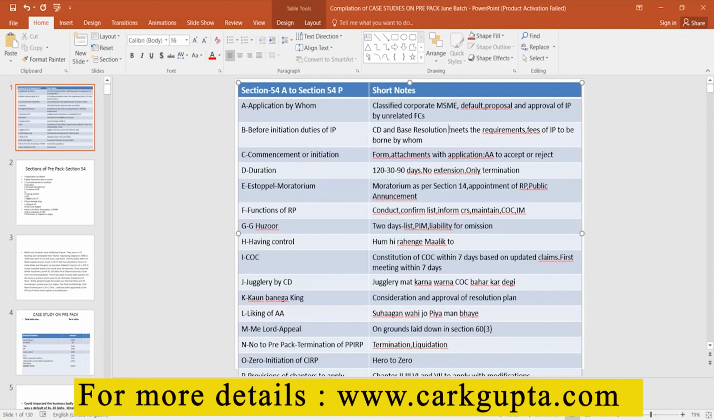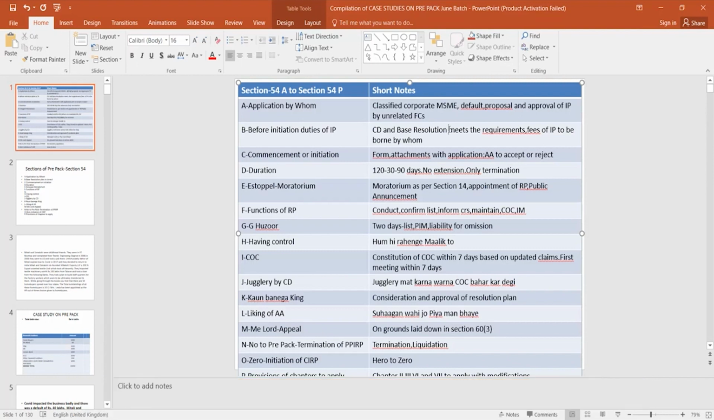Then 54E talks of estoppel or moratorium. The moratorium provisions, as given in section 14, will be applicable mutatis mutandis. There will be appointment of RP. Here the resolution professional will be appointed, and then there will be a public announcement.